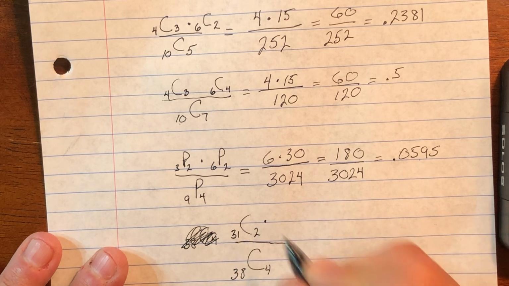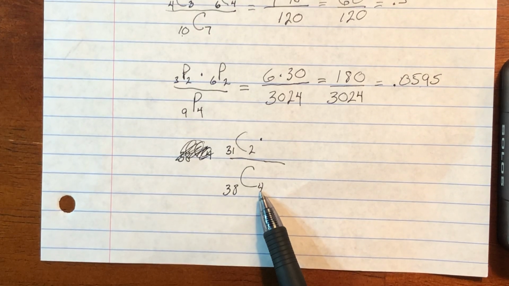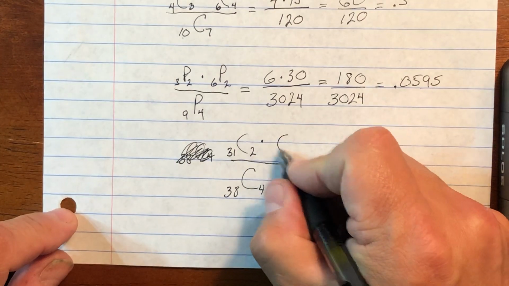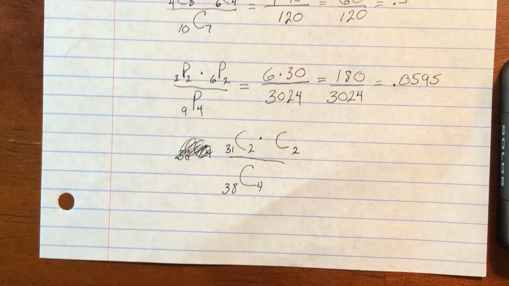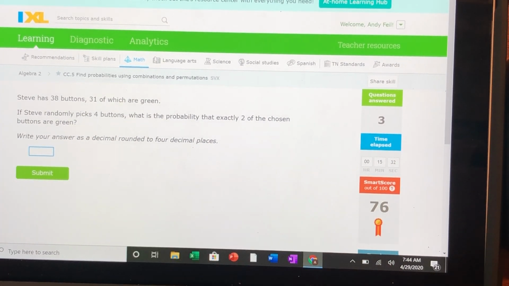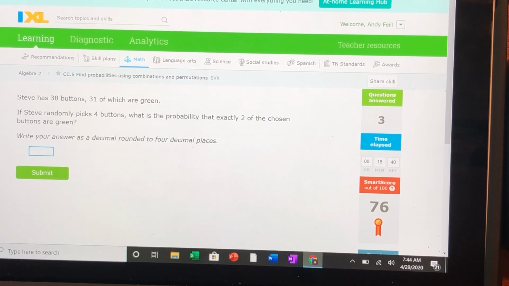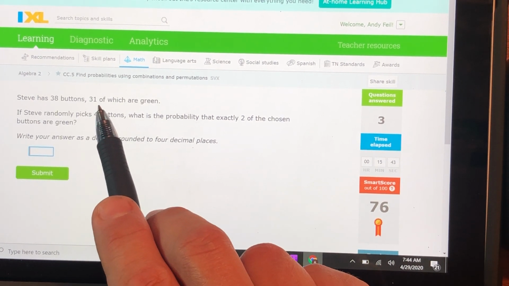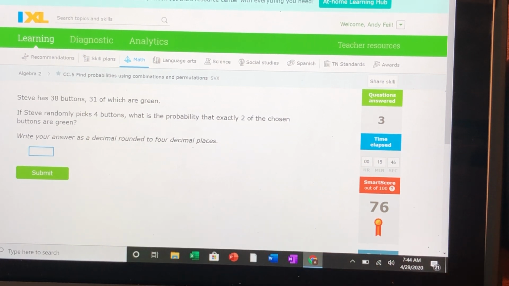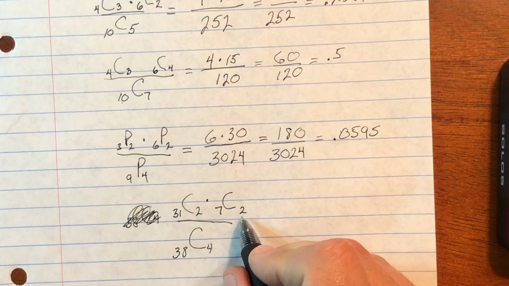But now, just like on the previous problems, we chose 4, we've already chosen 2, so how many more do we have to choose? We've got another 2 to go, don't we? But how many non-green buttons are there? Aha. Steve has 38 buttons, 31 of which are green. So that means there's 7 buttons that are not green. And if he's choosing 4 buttons, 2 of them are green, that means the other 2 have to not be green. So therefore, we've got 7 buttons to choose from. We're choosing 2 more non-green buttons. So it looks like we have 7 choose 2.